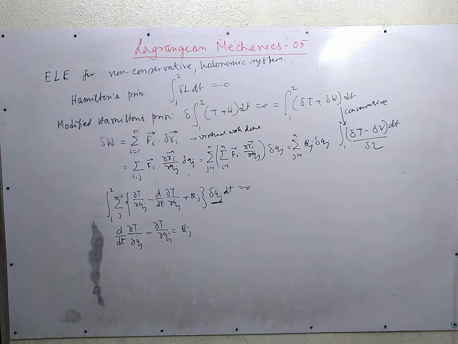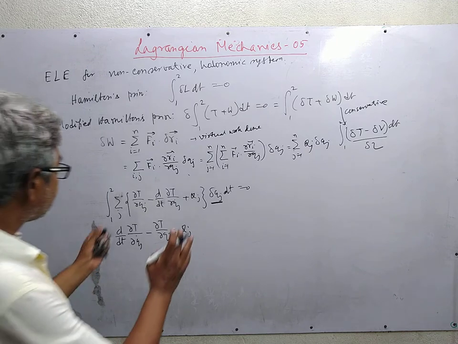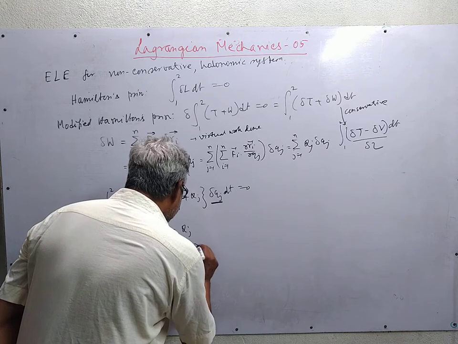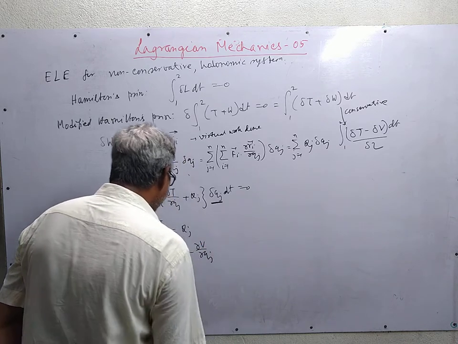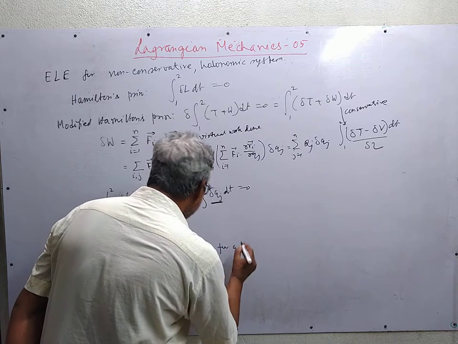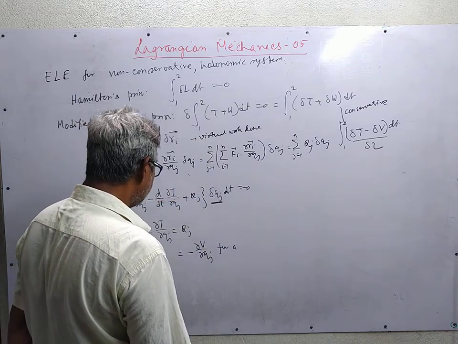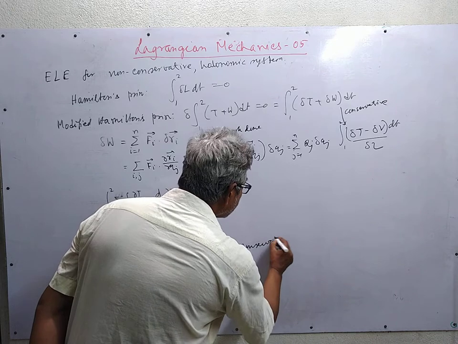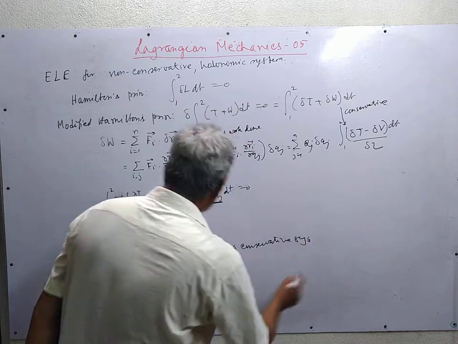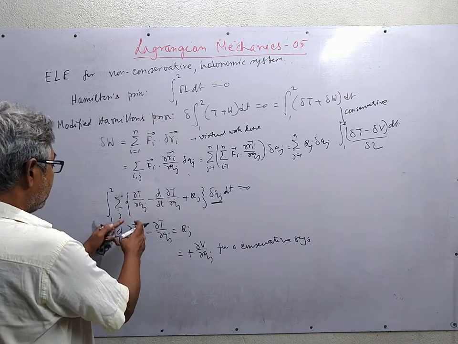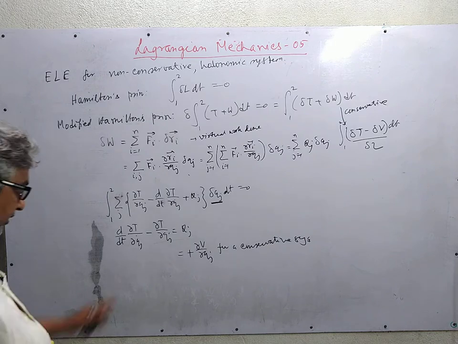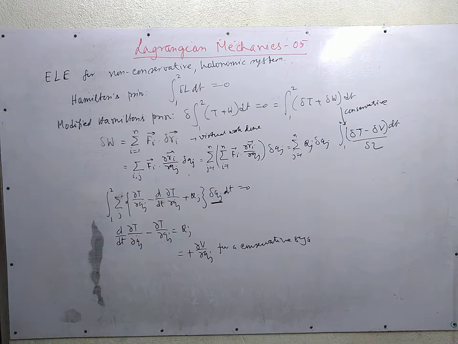this, with Qj. This is the general expression. For a conservative system, this is equal to minus ∂V/∂qj. In which case, if we take it on the other side, this becomes the original Euler-Lagrange equation: d/dt of ∂L/∂qj dot minus ∂L/∂qj is equal to 0.